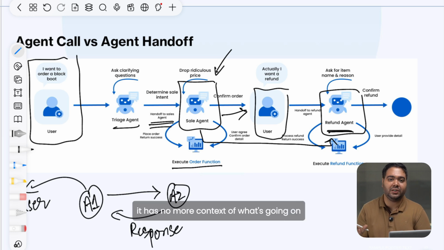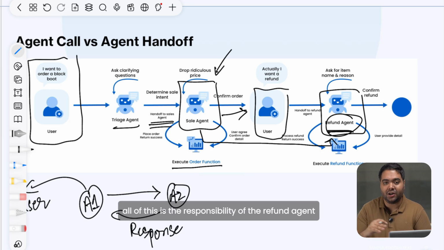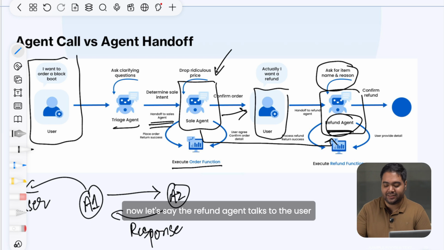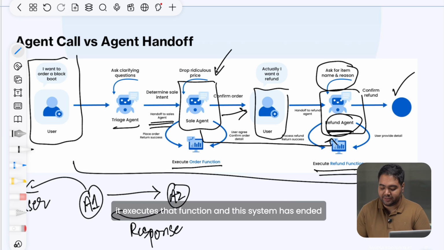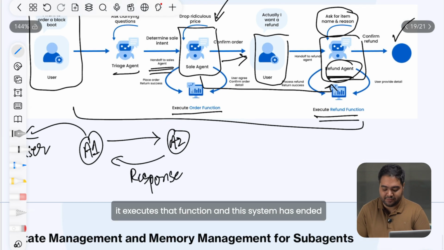Now it has no more context of what's going on with the user. It does not know what the user is saying next or what conversation is happening. All of this is the responsibility of the refund agent. Now let's say the refund agent talks to the user, and once all of this is done, it confirms the refund, it executes that function, and this system has ended.